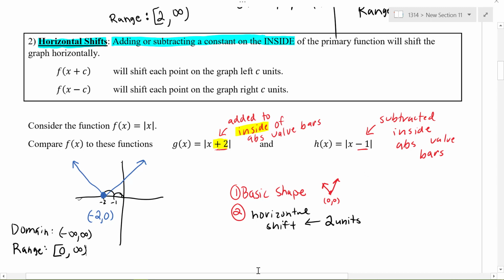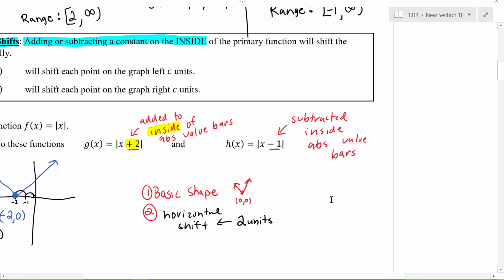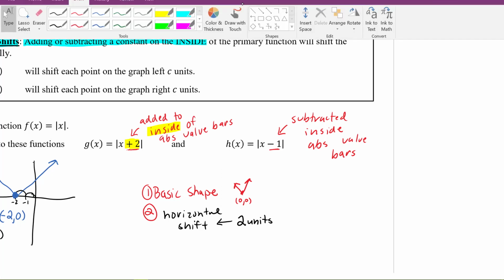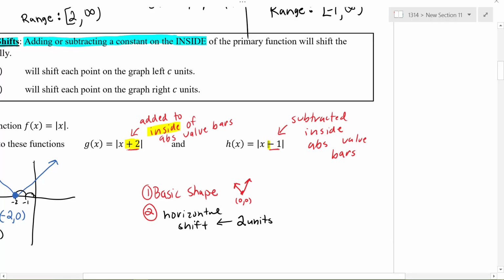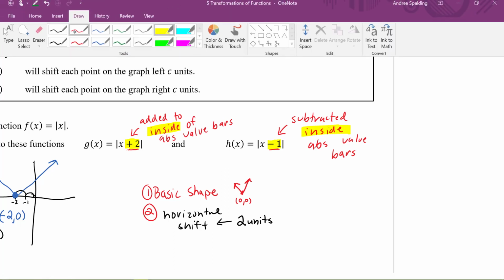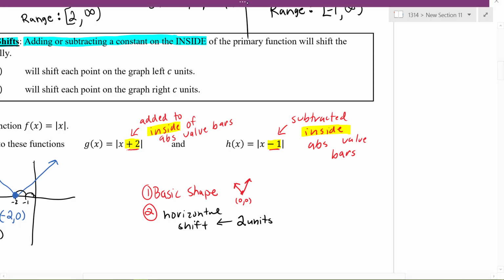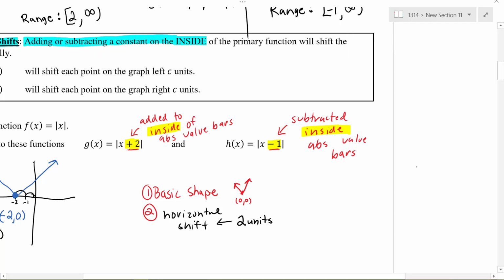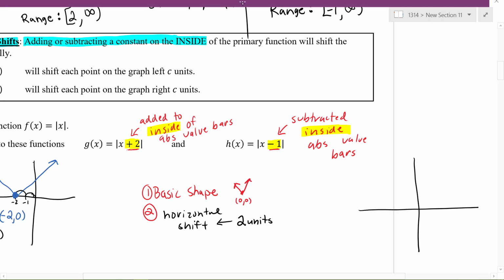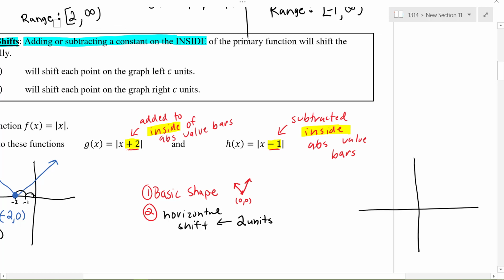Okay, so what about this example here? What if I have h of x equals absolute value of x minus 1? So the -1 is being subtracted on the inside. So we know our basic shape is that absolute value shape, but now we have a horizontal shift in the opposite direction. So for this one, a horizontal shift would be to the right 1 unit.